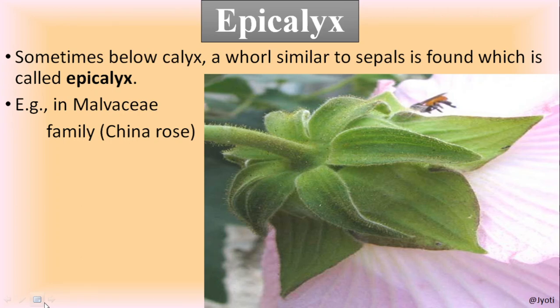Then the epicalyx, I have already told you about the epicalyx. Here is the picture of epicalyx. Below the calyx, a whorl similar to sepals is present, that is at the tip of the pedicel. So they form a whorl. This is the calyx. The bigger whorl is the calyx, and this smaller whorl is called epicalyx. Epi means below the calyx, so below the calyx they are forming a whorl. So they are known as epicalyx. This is present in the case of China rose.